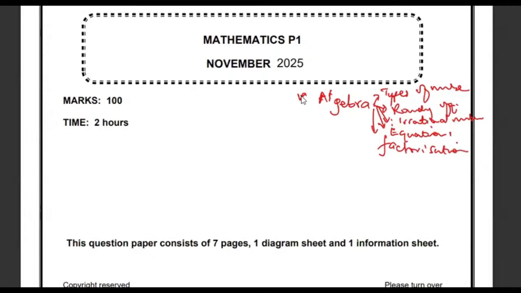In most cases, it is usually the first question. And then next, we have what we call the exponents and indices. There's also inequalities under algebra, but it's fine. So exponents and indices, besides the exponents, we have what we call the number patterns.